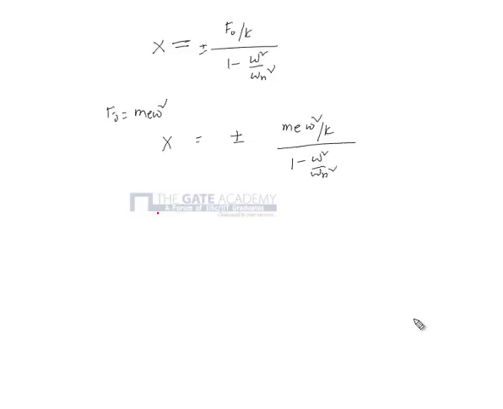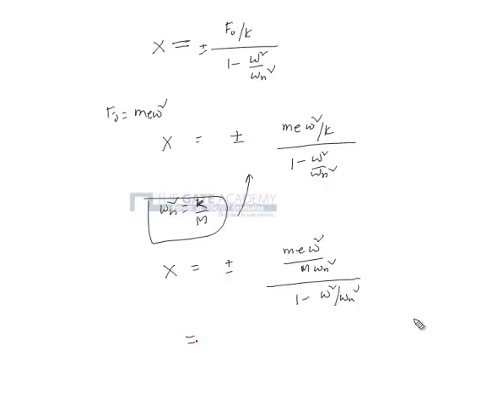Another thing is, omega n square was k by capital M, so I can substitute k in this equation and I'll get plus or minus me omega square by M omega n whole square by 1 minus omega square by omega n whole square. I can take these terms common, and I'll get omega square by omega n square minus omega square by simplification. Because of the plus and minus, I can get the same value of x for two different values of omega.